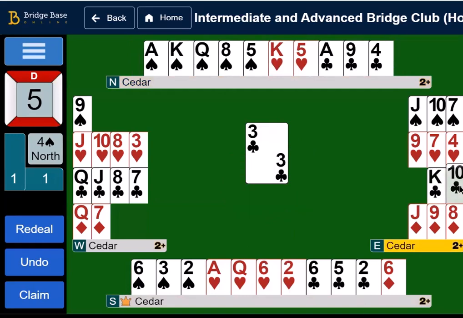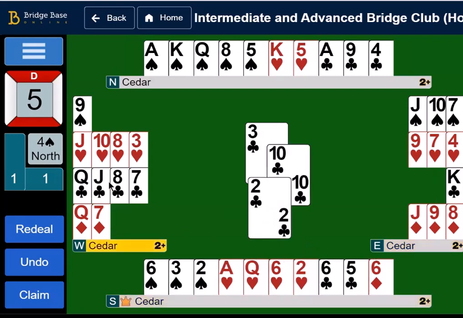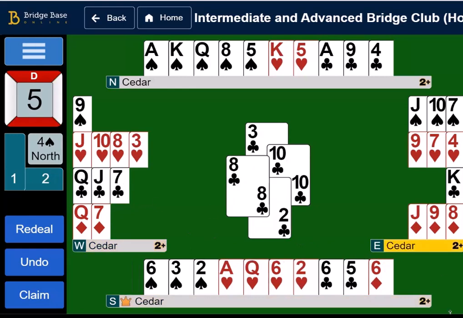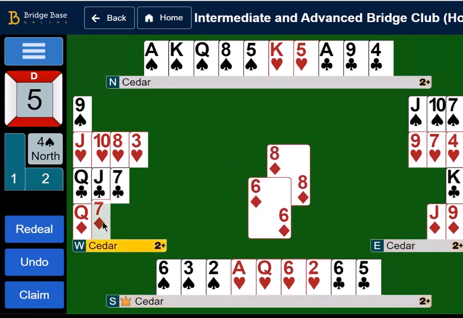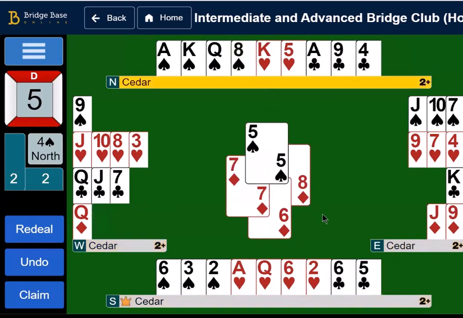Do I get thrown in? No, I can always exit a spade. I don't think I can be thrown in. So I'll play the 10, and partner would give count, and they think we continue with another diamond. Right, well, that's a winner. So ruff that one.